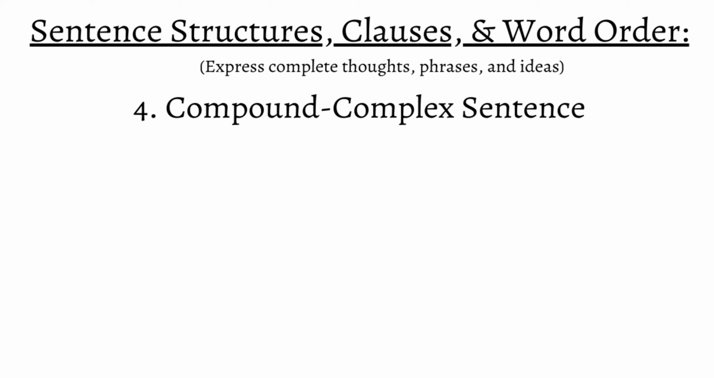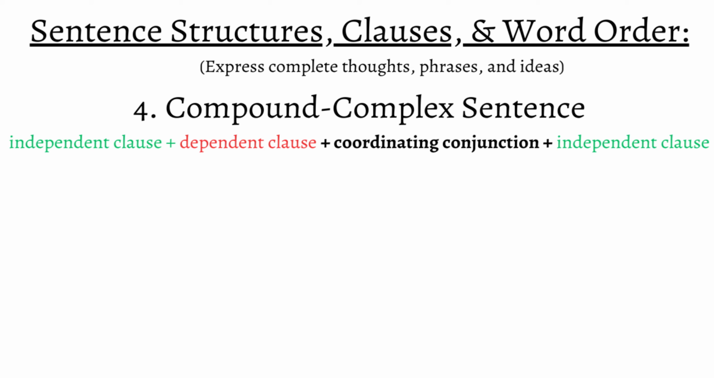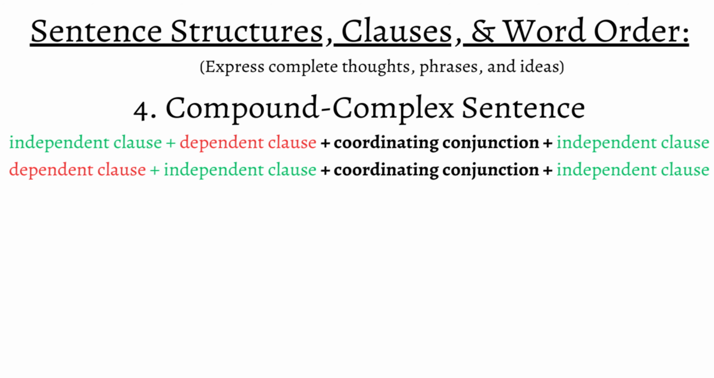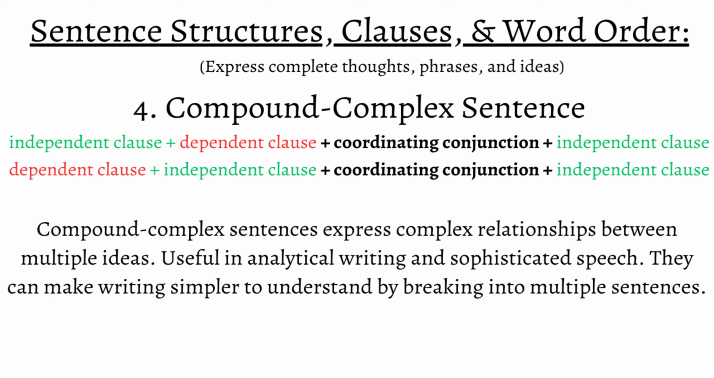The last sentence structure is compound complex. A compound complex sentence is composed of 2 independent clauses and 1 dependent clause. A compound complex sentence can have 1 coordinating conjunction between an independent clause and a dependent clause, or between 2 independent clauses, depending on the word order. Compound complex sentences express complex relationships between multiple ideas, which are useful in analytical writing and sophisticated speech. Even though they can be confusing at times, they can make writing simpler to understand by breaking into multiple sentences.